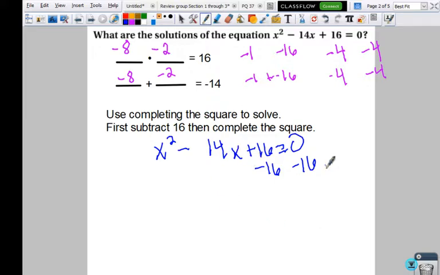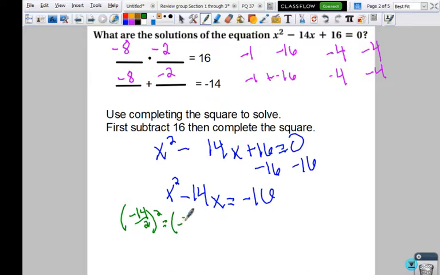So we're going to minus 16 on both sides, and we get x squared minus 14x equals negative 16. And after we do this, it is now just like our warm-up problem. We are just going to complete the square like we did yesterday. So I'm going to do b divided by 2, negative 14 divided by 2 squared, which is negative 7 squared, which is positive 49, right?